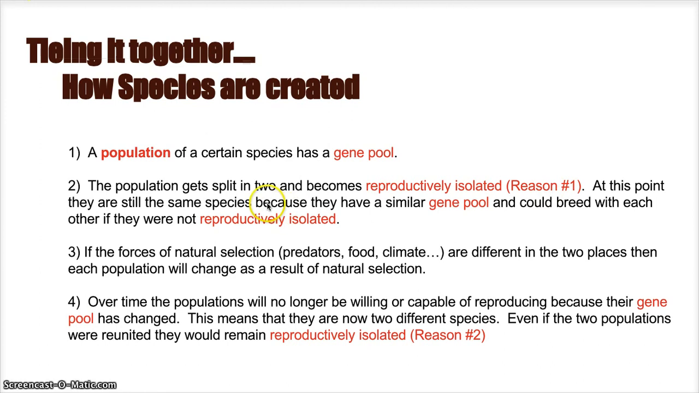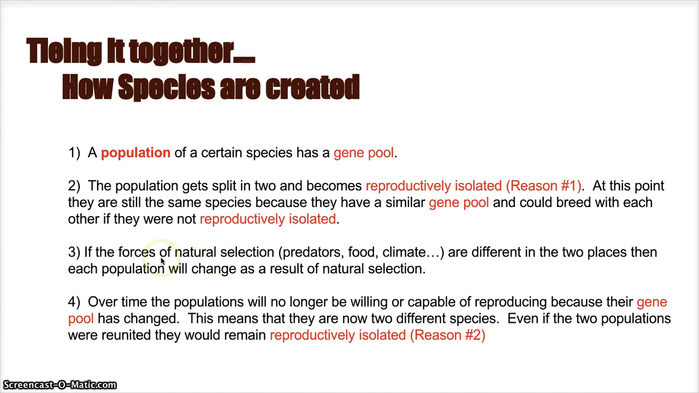At this point, the two species are still the same species because they still have a similar or the same gene pool. So all the fish in those three lakes are considered the same species because they have the same gene pool. They could breed with each other. I could take a fish from Weaver Lake and put it in Fish Lake, and that bass could breed with any of the bass that were there. But because they're reproductively isolated, they don't actually breed with each other.